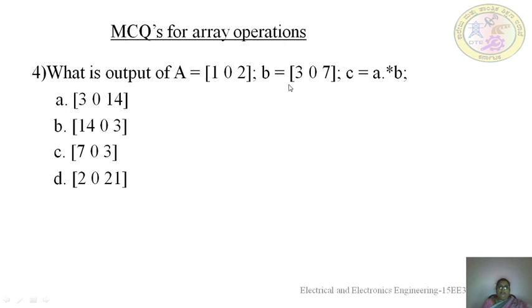The first element of A is multiplied with the first element of B. So 1 into 3 is 3, 0 into 0 is 0, and 2 into 7 is 14. So 3, 0, 14 is the answer. So the answer will be A. Yes.